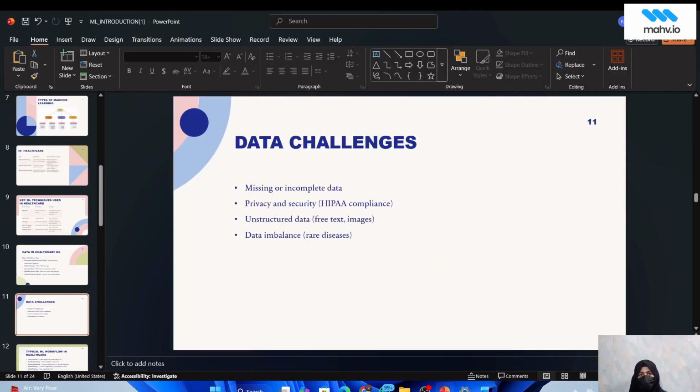After that, what are the data challenges? That is missing or incomplete data, security and privacy, unstructured data, and data imbalance. So these are the challenges in our data that we will face.